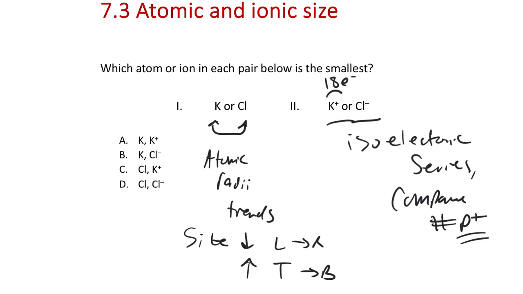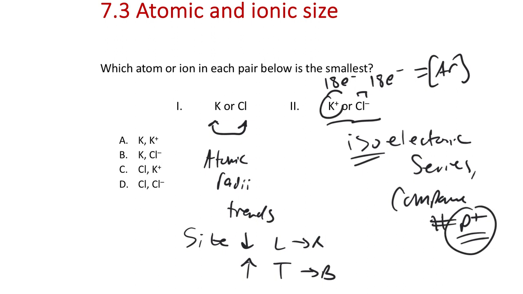Potassium has 19, losing an electron has 18. Chlorine has 17 electrons, so if it absorbs one, it also has 18 electrons. So isoelectronic just means they have the same electronic configuration, and so they each have the configuration of argon. And so the configuration that has more protons to pull those electrons in goes smaller. So K plus is smaller than chloride because they have the same exact electron configuration.